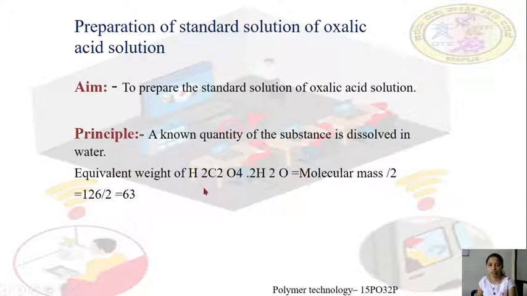The molecular mass we can easily calculate: we have to add the atomic mass of each atom, then we will get the molecular mass. If it is divided by 2, then we will get the equivalent weight of the oxalic acid. This is the aim and the principle of this experiment.